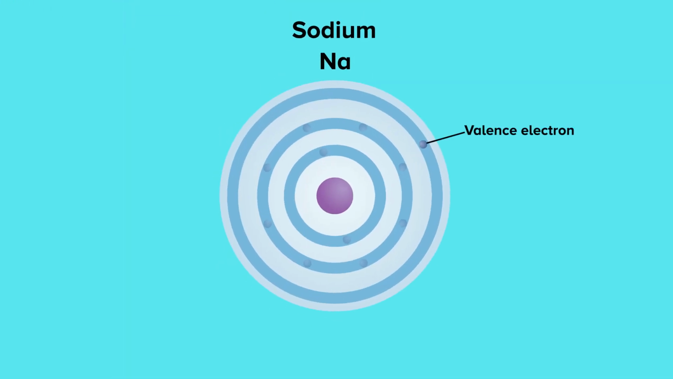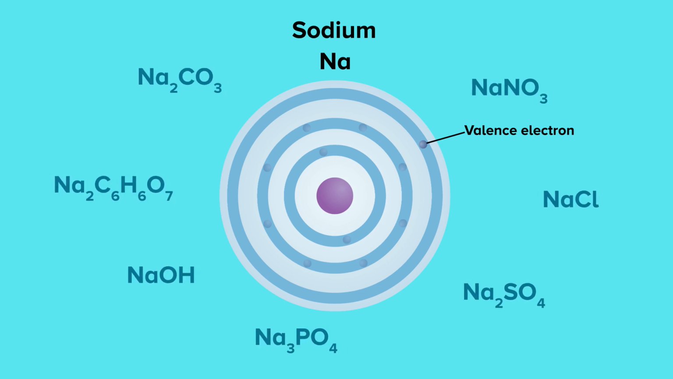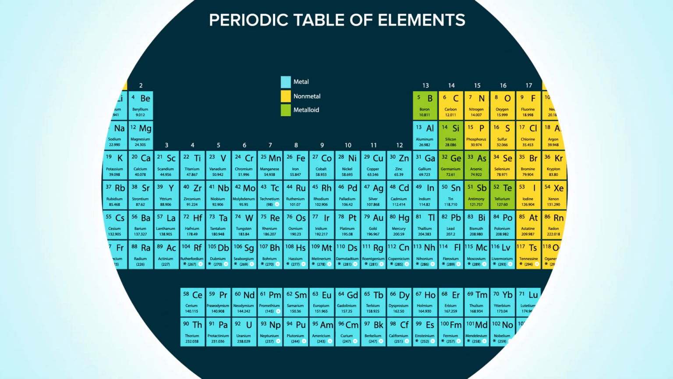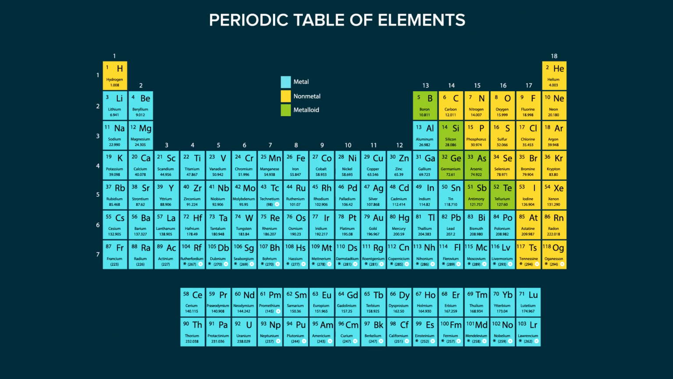Besides helium, elements with less than 8 valence electrons are likely to form compounds with other elements. They are more reactive. Elements with 8 valence electrons do not easily form compounds. When you learn how to interpret it accurately, the periodic table can be a useful tool to understand and predict elements' properties.